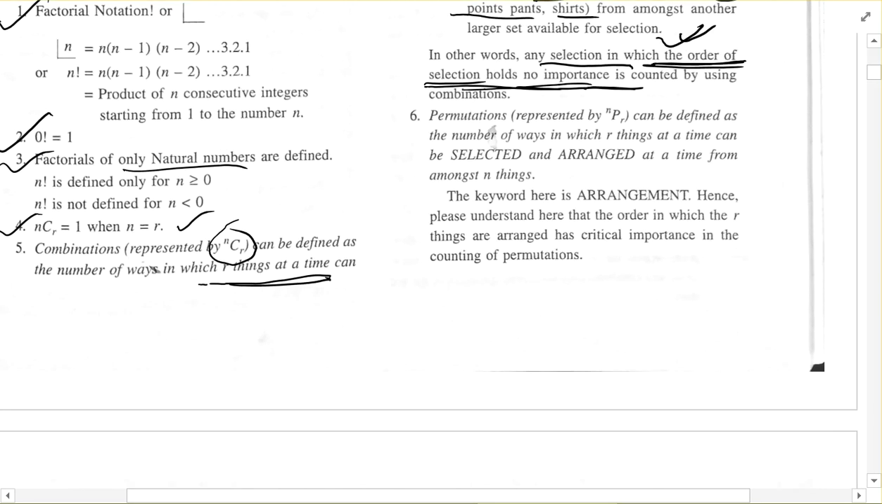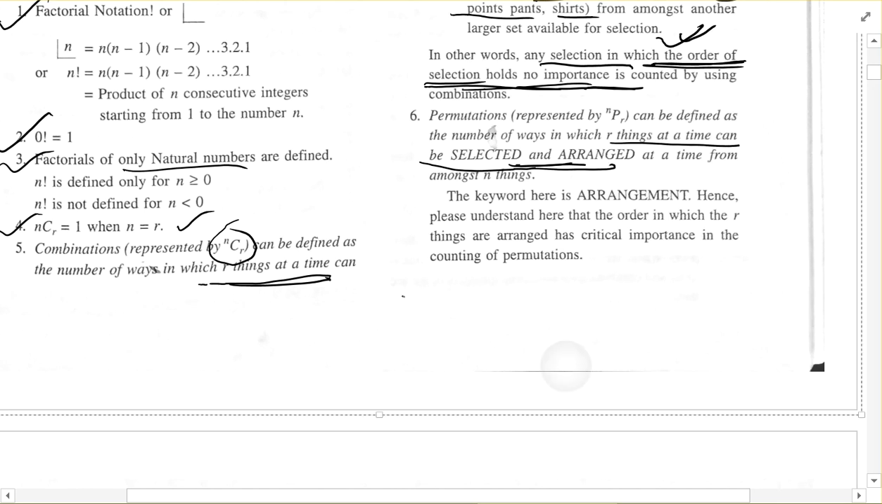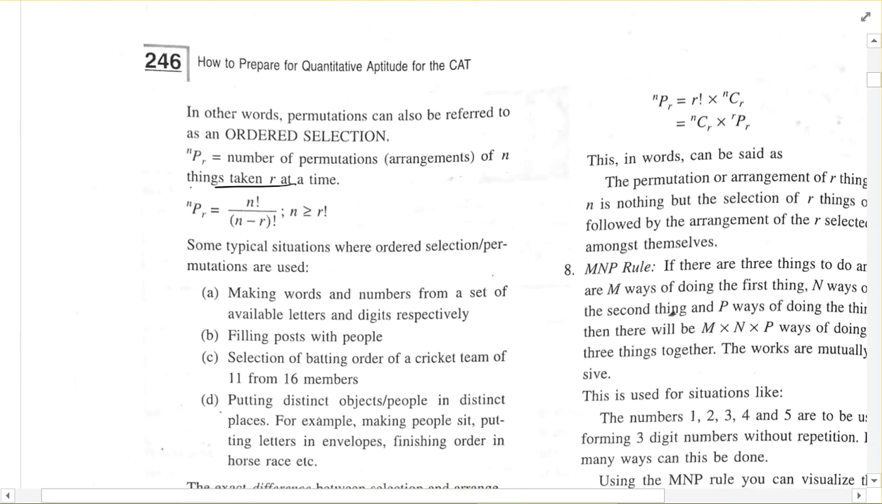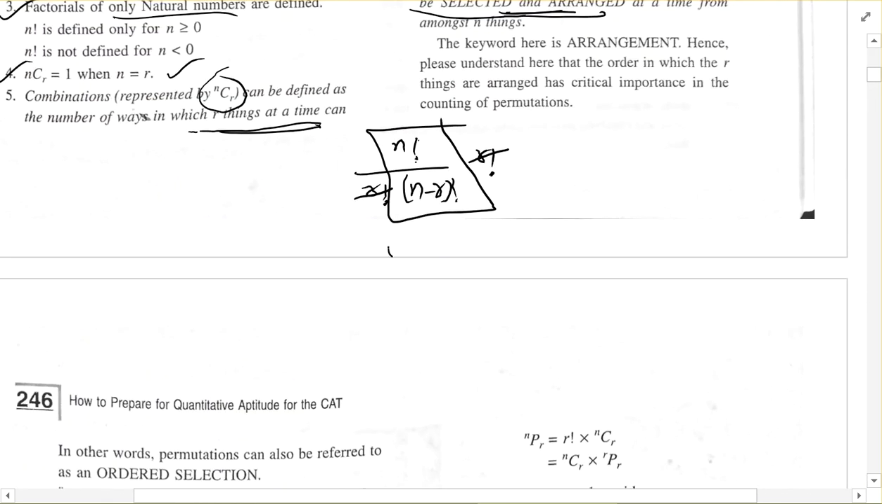Permutations can be defined as the number of ways in which r things taken at a time can be selected and arranged also. How does the formula work? The formula for selection is n factorial by r factorial times n minus r factorial. So r things are selected, all of them different. In how many ways can we arrange r things? r factorial. Then this and this cancel, and this becomes the formula of permutation. I told you the formula for permutation is this.